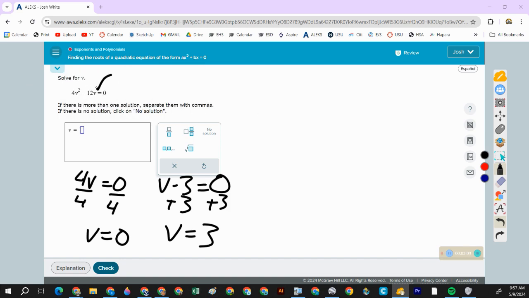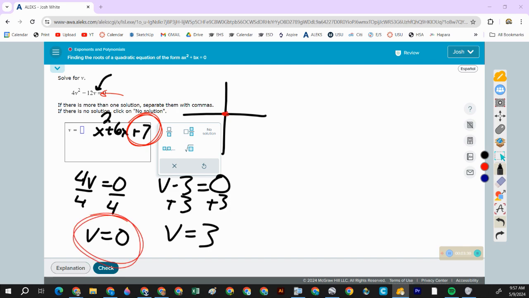Now if you think about that, this graph had no constant, or the constant is 0, which means that the y-intercept is 0, right? So if I had x squared plus 6x plus 7, this tells me where the y-intercept is. And this equation has no constant, so the y-intercept is 0. And if the y-intercept is 0, then one of the roots also has to be 0. And that's always going to be the case.